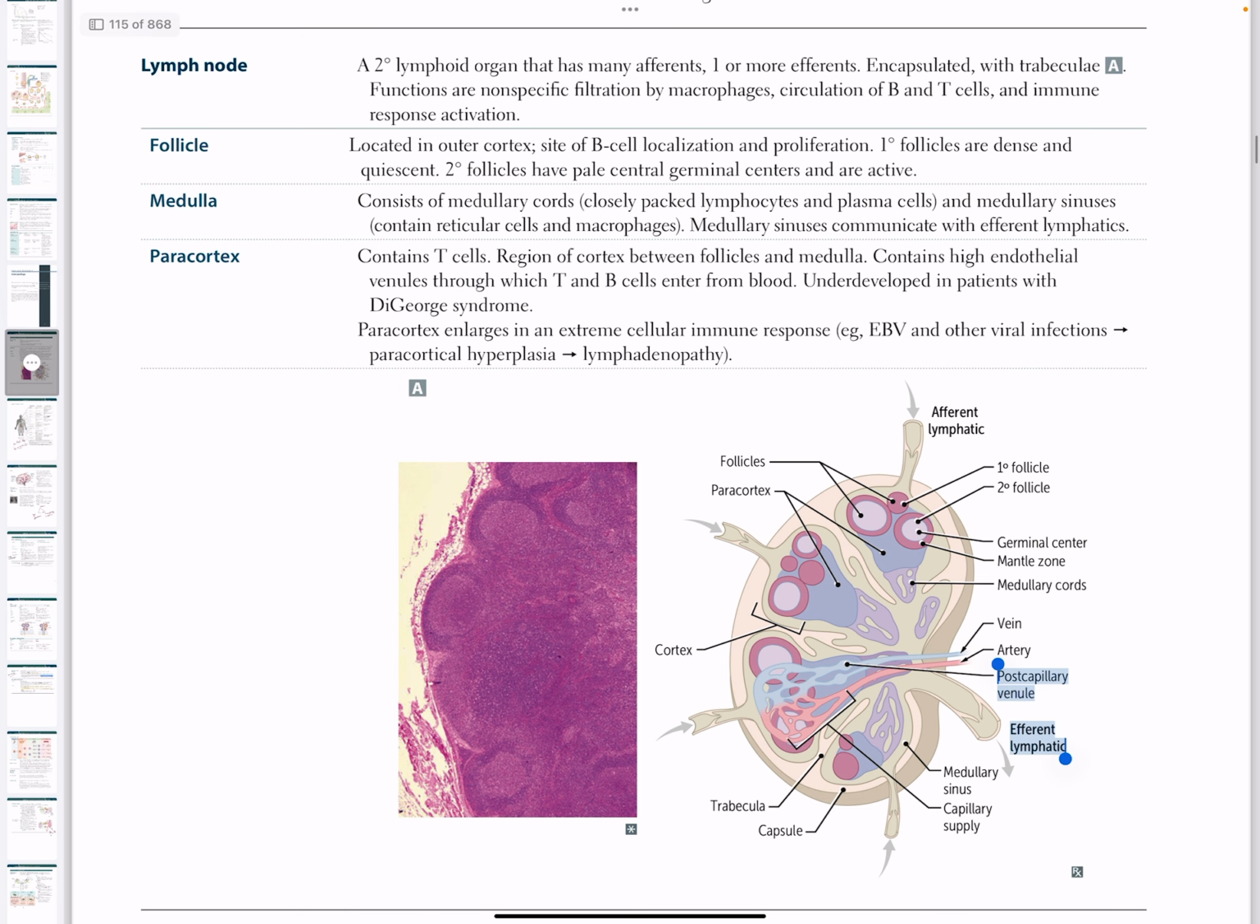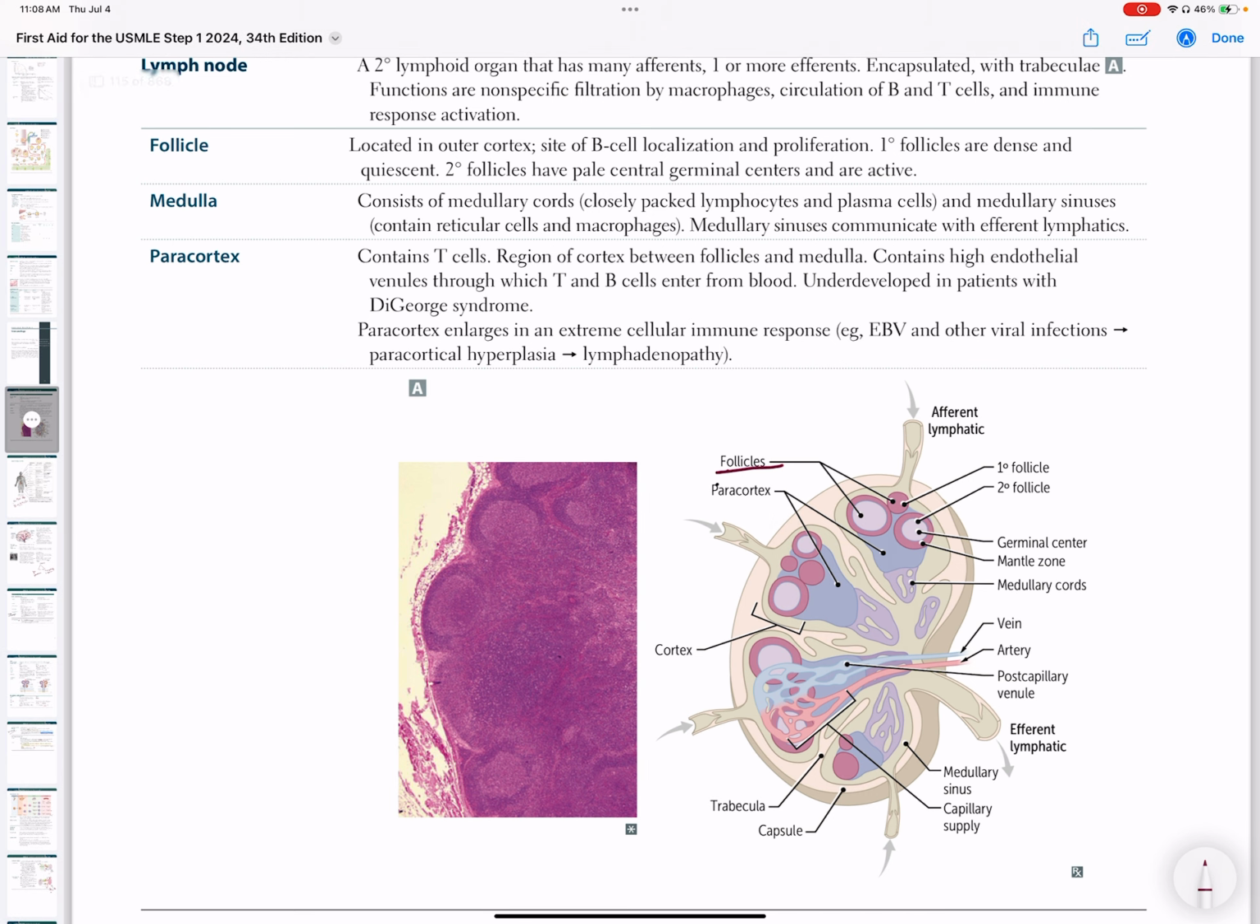Follicle. This is located in the outer part of the cortex. You can see it over here in the image. It's the site of B cell localization and proliferation. The primary follicles are dense, if you can see this one out here, and quiescent. And the secondary follicles have a pale center, the germinal center, and are active. So this is the germinal center, and they have a mantle zone. So this is a secondary follicle.